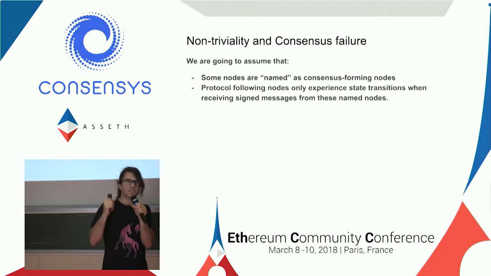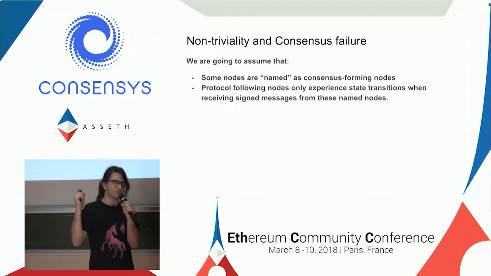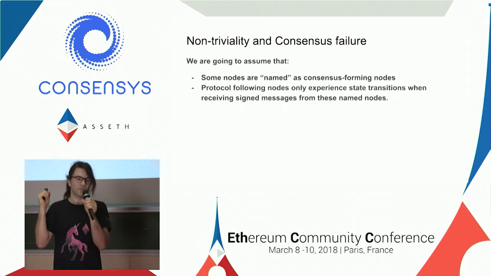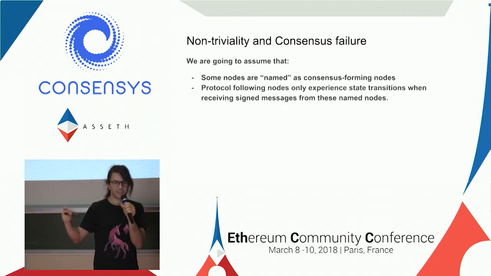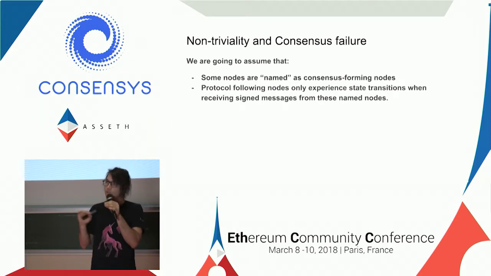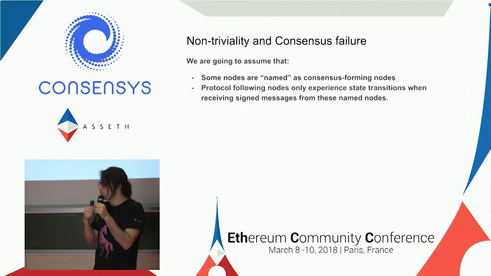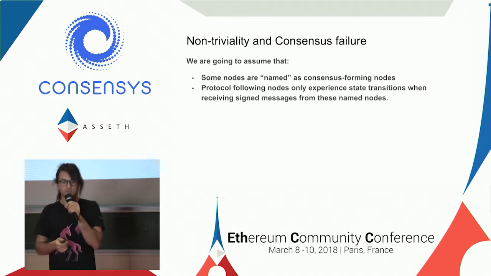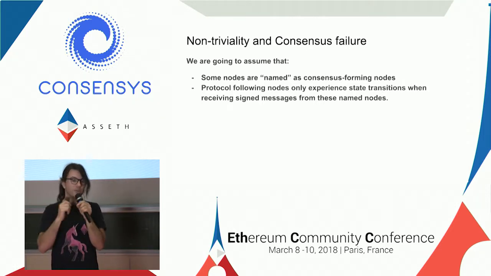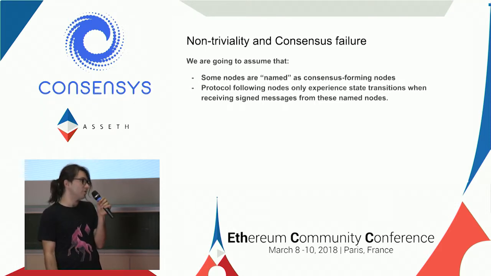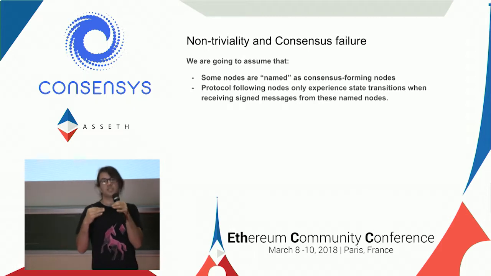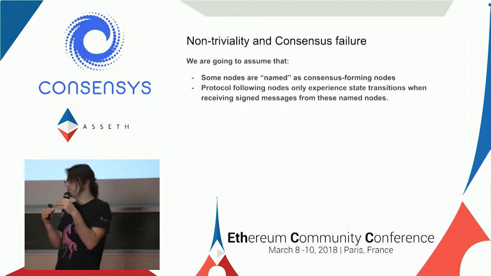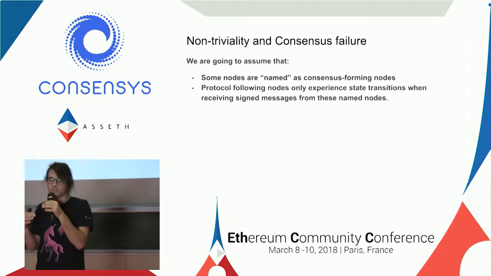So we really did need some kind of assumption here, and this is the one I chose to make because it's useful in proof of stake. We could also talk about proof of work, but that's not today. So we're going to assume that everyone knows who the nodes are that are forming consensus, and they all can sign messages, and they all do sign their messages. And further, your protocol state transitions only occur when receiving signed messages. Your node is just going to stay in the same protocol state until it receives a signed message, and then it'll transition to a new state.